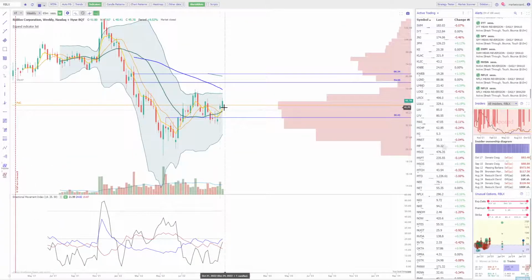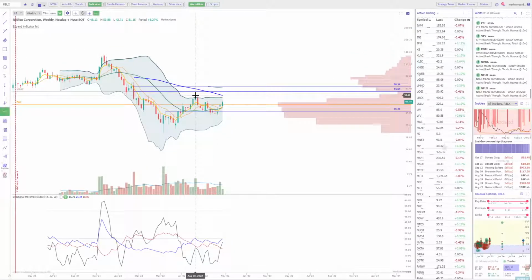Roblox. Above the 20. 5 cross above the 20. 20's pointing up. ADX is going up with price. Held the lows from May. Why can't this go higher? It can go a lot higher. A lot higher. All right? I mean, you just have no idea. Just let the trend tell you what's going on. These are the names that are outperforming.